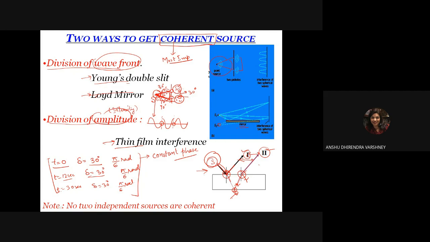Okay, so with this note, I stop my class at this particular point. You just study the topics like coherent sources, incoherent sources, and interference of two or more waves.